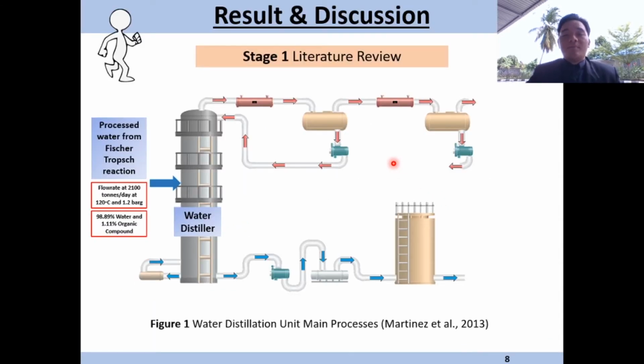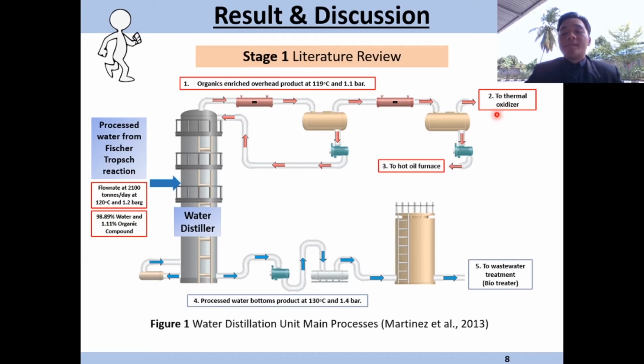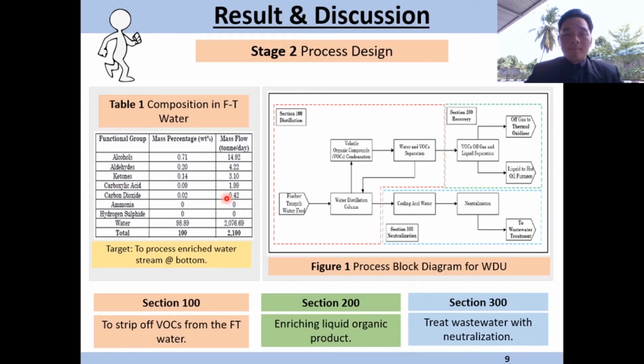Stage 1 has been accomplished by doing the literature review. As suggested by Martinez et al., a water distiller can treat the Fischer Tropsch reaction by producing the overhead products and a bottom product. The bottom product mainly consists of processed water, known as wastewater. Based on this literature review, the compositions in the Fischer Tropsch water have been identified as shown in Table 1. So the target of this research is to process and reach a water stream at the bottom.